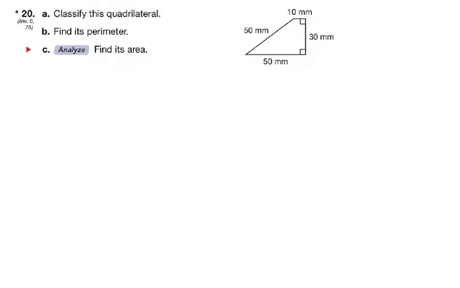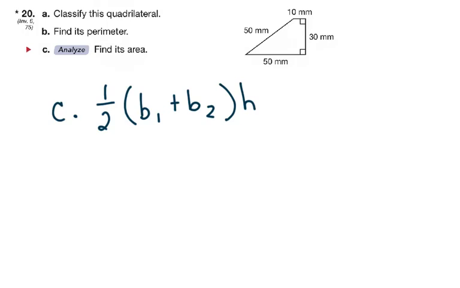Last but not least, we need to find the area. Okay, so the area of this shape, this should help you, is 1/2 of base 1 plus base 2 times the height. And we got to remember that the height is where your perpendicular line is. Base 1, I usually choose the one on the bottom. Base 2, I usually choose the one on the top. All right, so go ahead and find its area. Remember that we're dealing with millimeters and area is always squared.